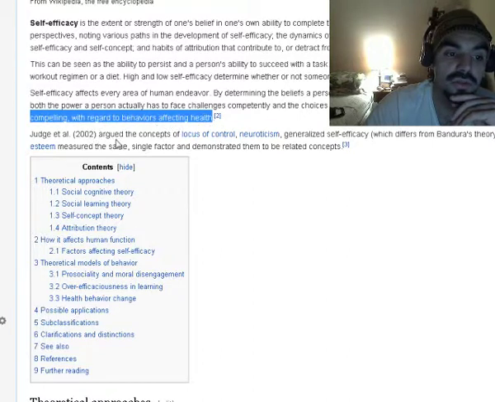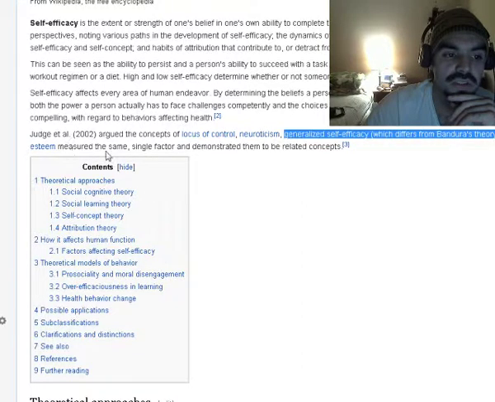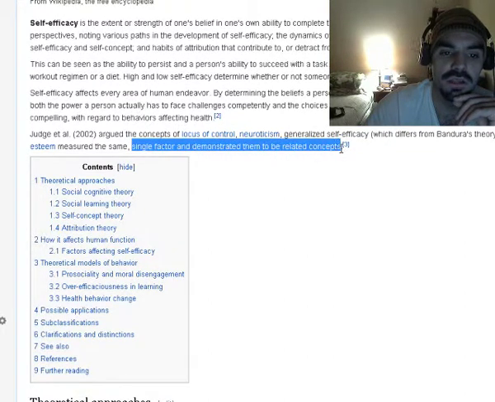Judge et al. 2002 argued the concepts of locus of control, neuroticism, generalized self-efficacy, which differs from Bandura's theory of self-efficacy, and self-esteem measure the same single factor and demonstrated them to be related concepts.